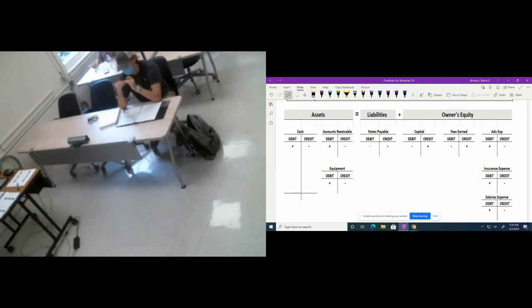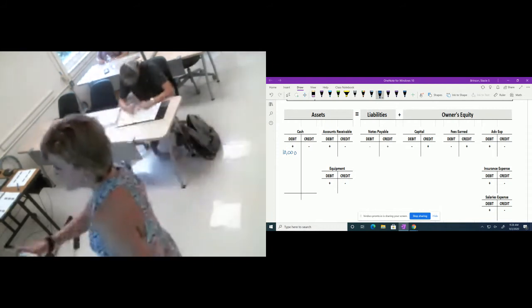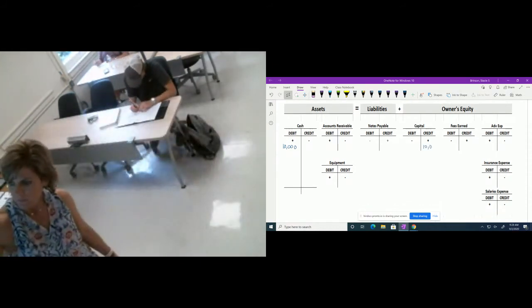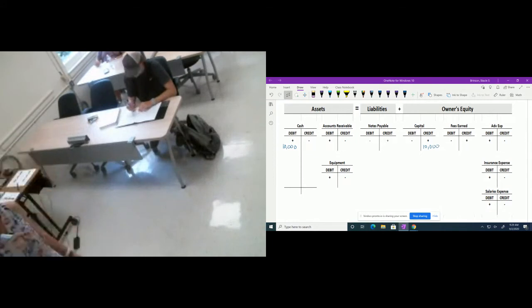All right, so we're going to show this as an increase to cash. Before, when we did this, you just had the plus. So we're increasing cash, which makes it a debit. We're increasing owner's capital, which makes it a credit, because you've got the plus side on the right side.